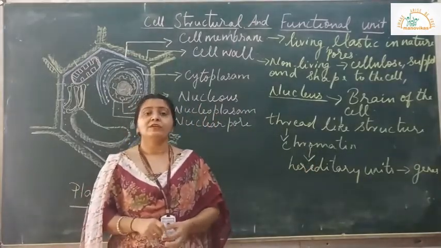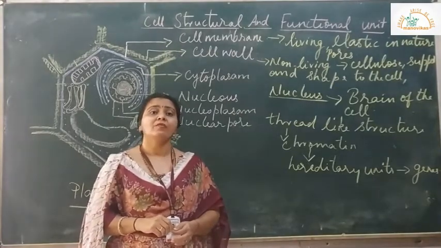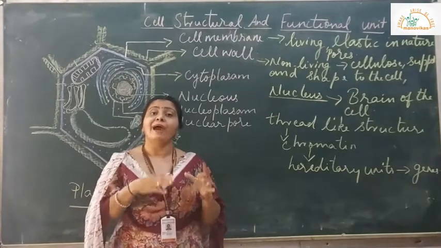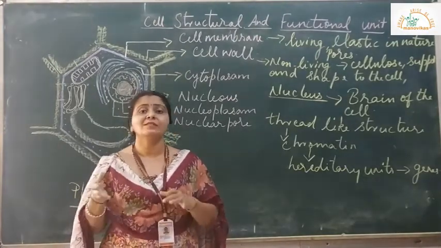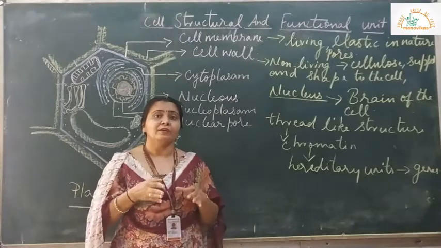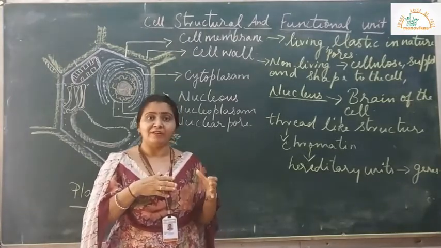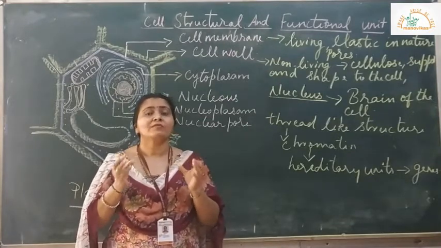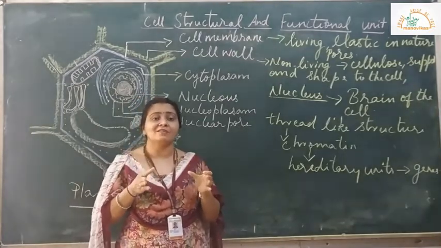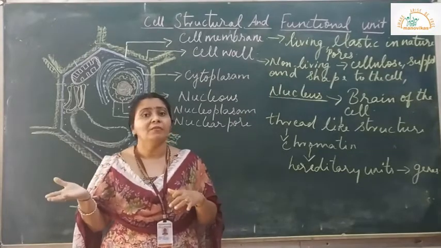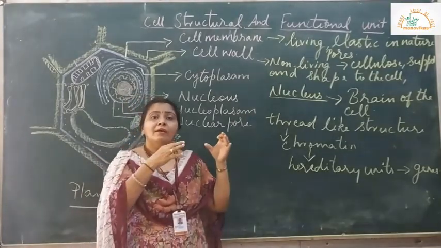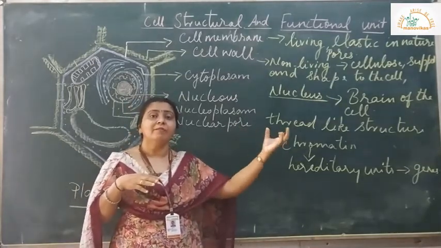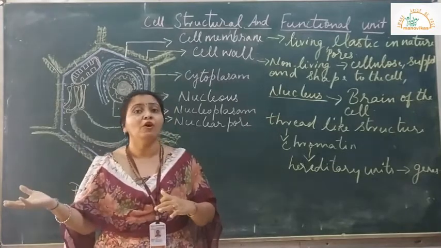So genes carry the hereditary material from parents to offspring during cell division. That is why you look like your parents, your father or mother, or you may have certain features from either of them, because it is a hereditary character which you inherited from your father or your mother.